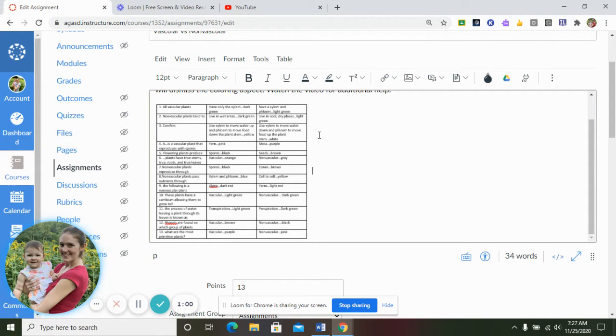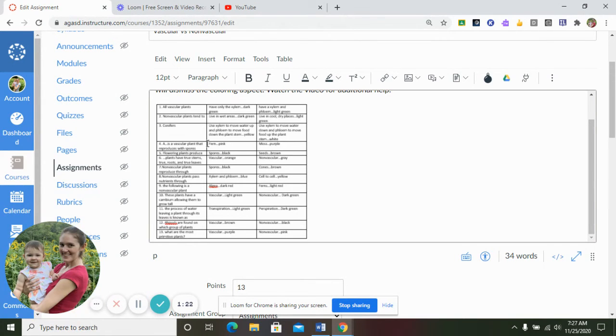Number two, non-vascular plants tend to live in wet areas or live in cool, dry places. Well, non-vascular plants need to have water in order to reproduce. They also don't have roots that can take in water, so they get their water through a process called osmosis, where it just absorbs into their cells. So they need to live in wet areas.